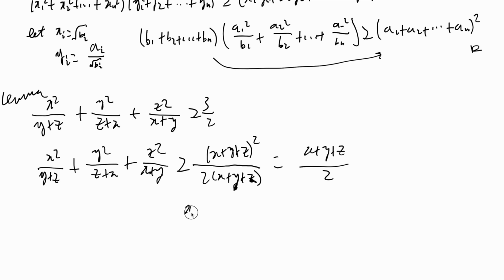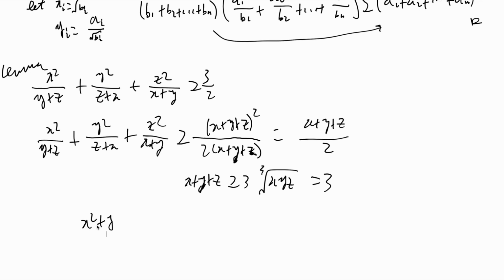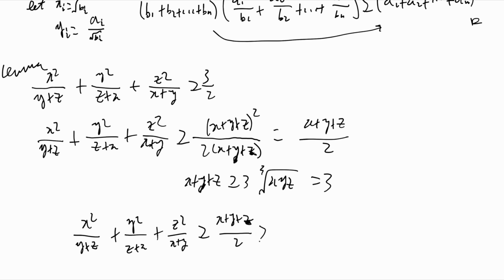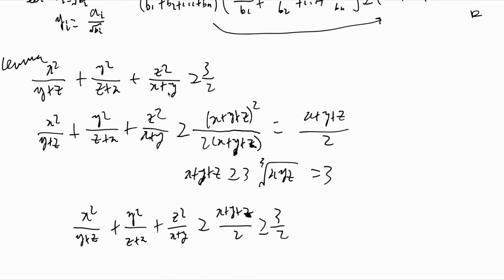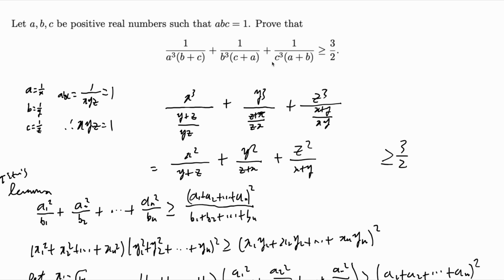Now let's use our lovely AM-GM inequality here. It just comes out everywhere. This is obviously greater than or equal to 3 times the cube root of xyz. But notice that xyz is equal to 1, so this is equal to 3. So because we know that x plus y plus z is greater than or equal to 3, we know that x squared over y plus z plus y squared over z plus x plus z squared over x plus y is greater than or equal to this thing right here. But this thing is greater than or equal to 3 over 2, and thus our lemma is true. And because this is the same thing as our inequality right here, we proved our inequality.